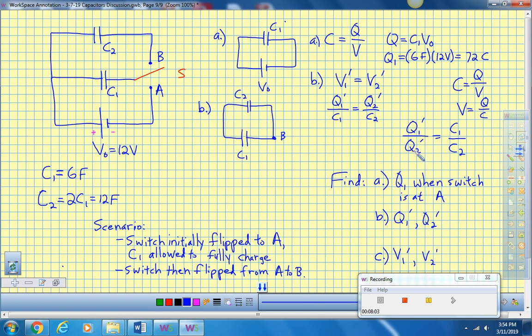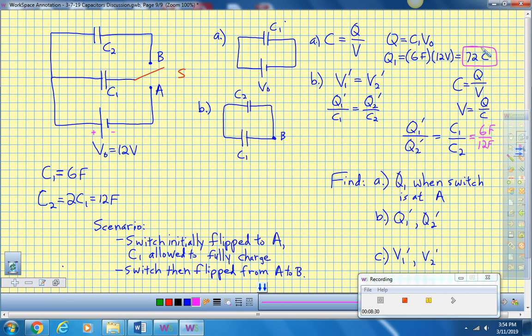So that actually makes things pretty straightforward, because on the concept side, if C1 is 6 farads and C2 is 12 farads, that's a 1 to 2 ratio. So the same thing should be true about charges. There should be a 1 to 2 ratio of Q1 prime to Q2 prime. Well, my total charge is 72 coulombs.